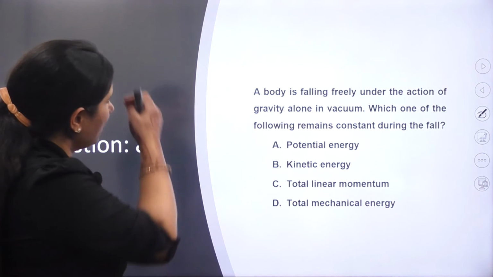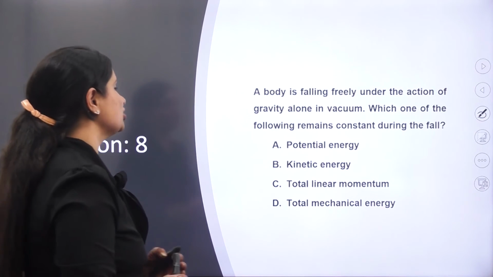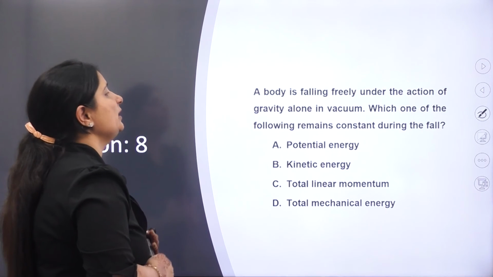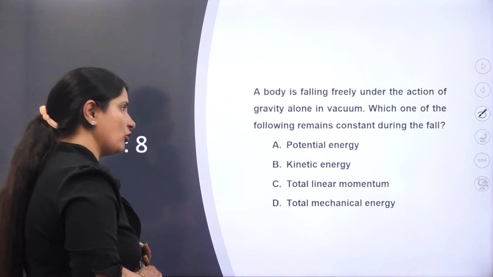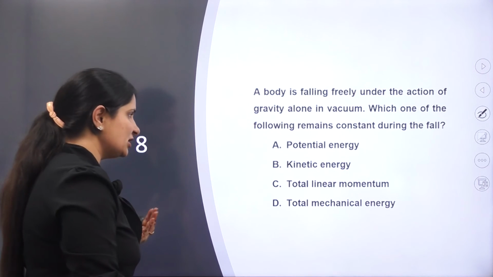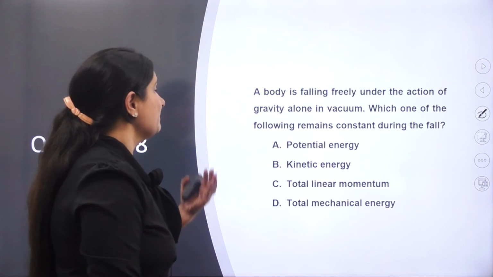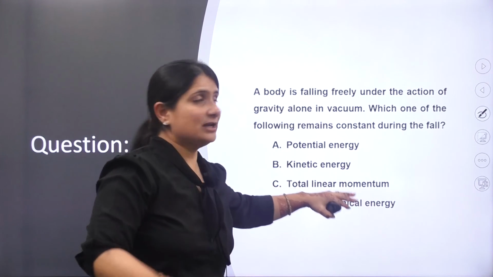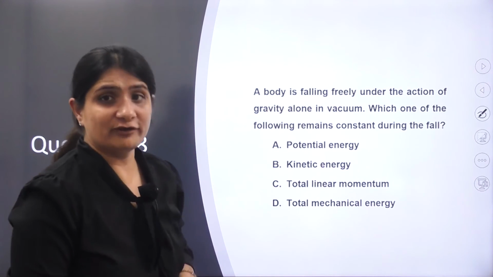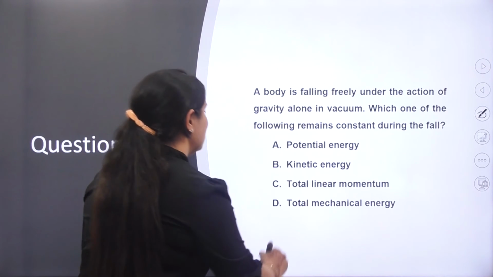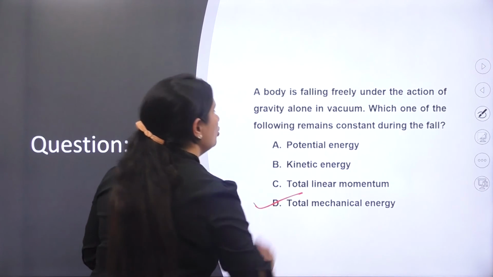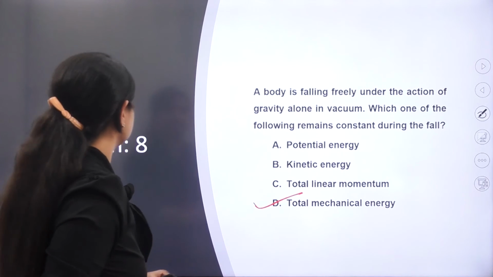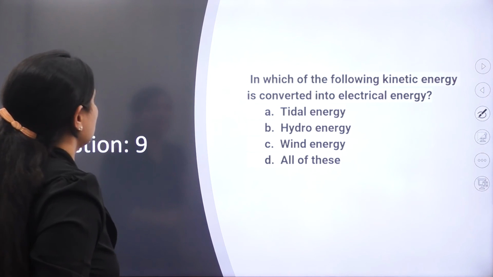Question number 8. A body is falling freely under the action of gravity alone in vacuum. Which one of the following remains constant during the fall? As I just said, potential energy, kinetic energy, momentum, and here is mechanical energy. So when it is falling freely under the action of gravity in a vacuum, the mechanical energy will remain constant, not the momentum, right? Next question, question number 9.